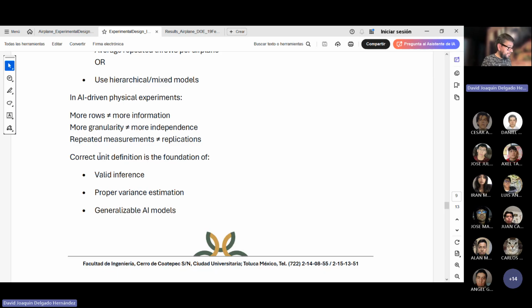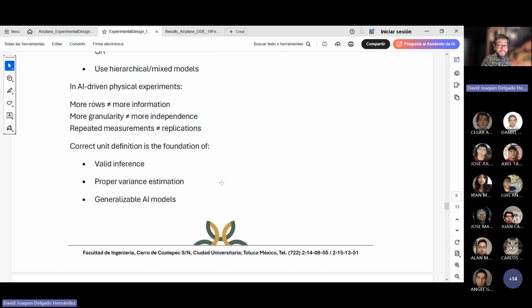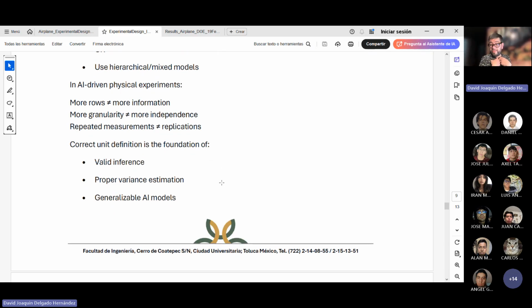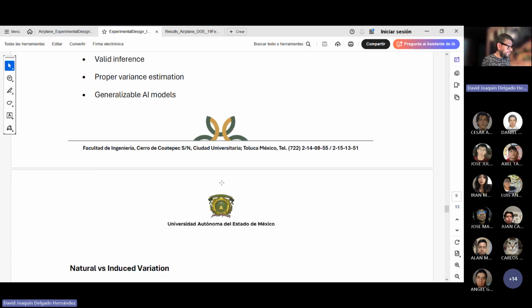So if I use the correct unit, then I can have a valid inference, I can have a proper variance estimation, and I can generalize my models, my artificial intelligence models. I can generalize to other units, okay?